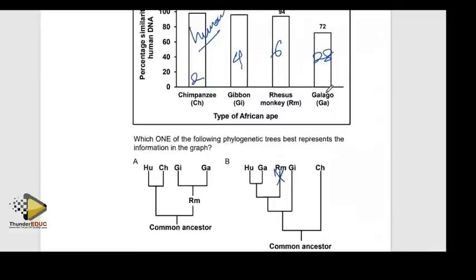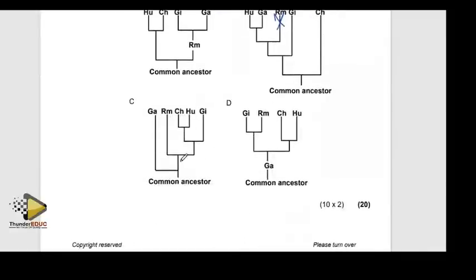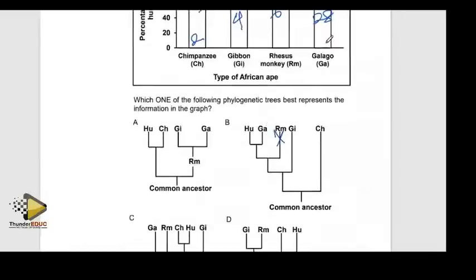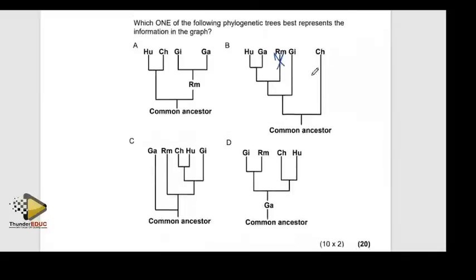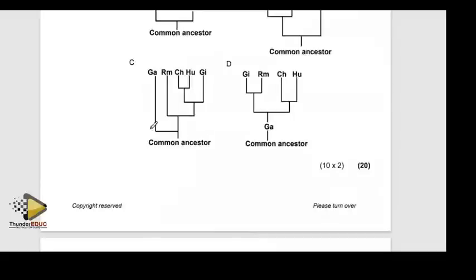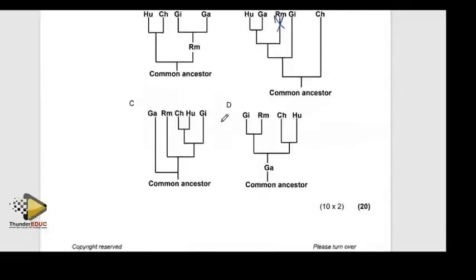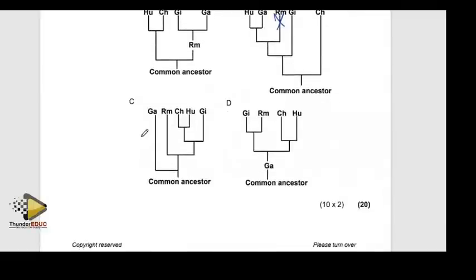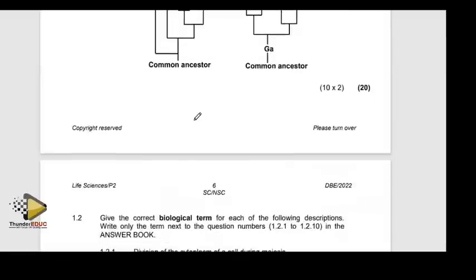And then if you look at the galago, it separated a long time ago. That's why you see that the difference between this and the human is too big. Why? Because they diverged a long time ago, so nature modified them differently. So the most correct answer will be C. You'll find out that the most correct answer is C.